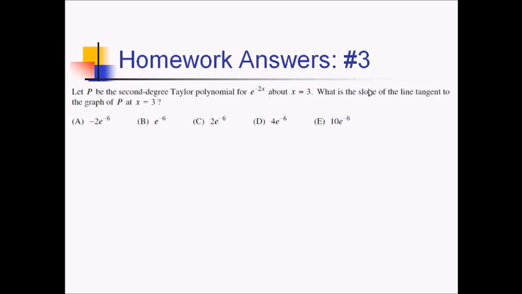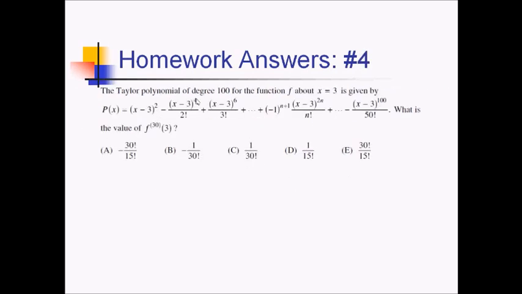The first derivative and the second derivative are all the same as the function e to the negative 2x. So if I want the slope of the line tangent to the graph of p, I'm basically asking for the first derivative of p, which is going to be the same as the first derivative of e to the negative 2x evaluated at 3. So the first derivative of e to the negative 2x is just negative 2 e to the negative 2x. If I just plug 3 into that to get that first derivative, I just end up with negative 2 e to the negative 6. And that is one of the answer choices, choice A.